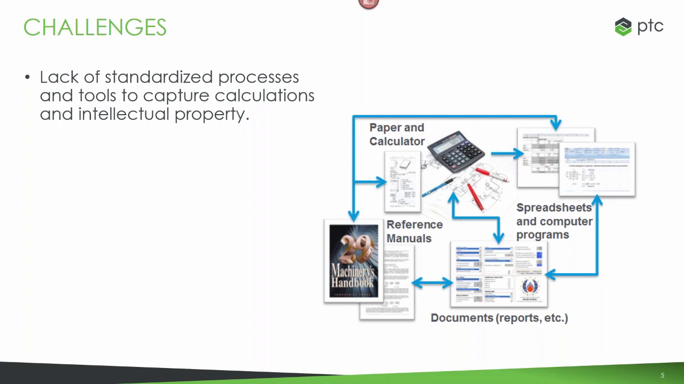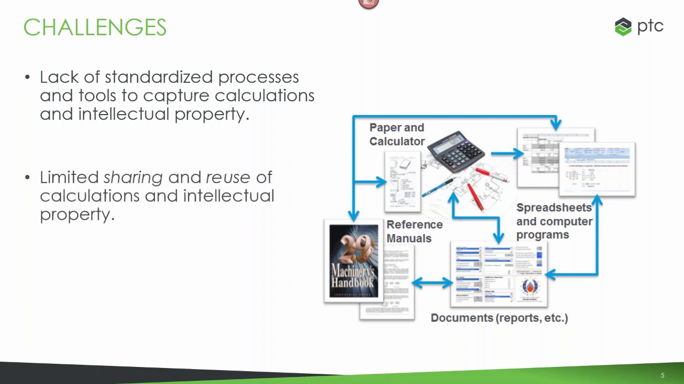Spreadsheets, different computer programs, just the classic pencil and paper, some manuals that we might have, but all of this is just spread out in multiple different sources and all throughout the company in different manners. So overall, we're just seeing limited sharing and reusing of calculations and intellectual property. It's very easy to lose some of this information when it's so spread out like this. And it's also easy to have to redo work.